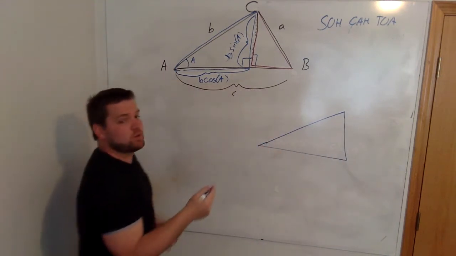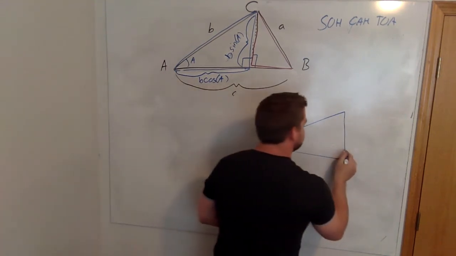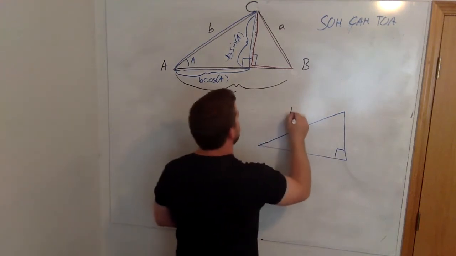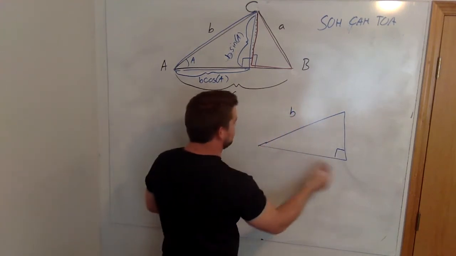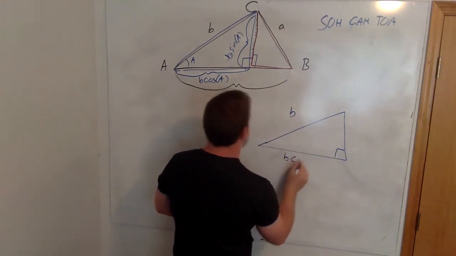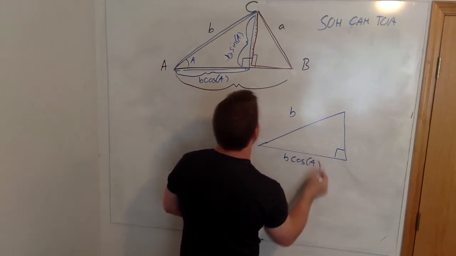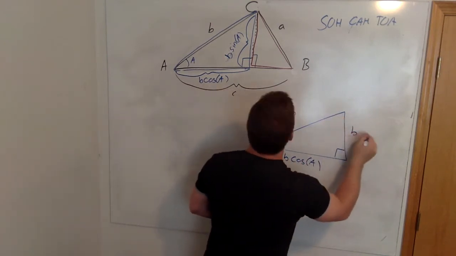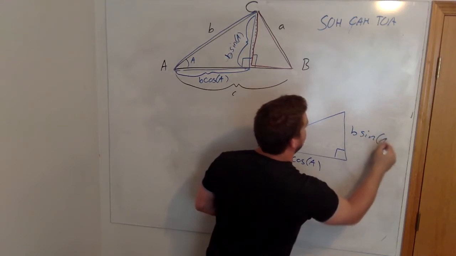So again, we're just playing around. This is fun. Okay, so we know this is B. We know that this length here is B times the cosine of A. We know that this height here is B times the sine of A.